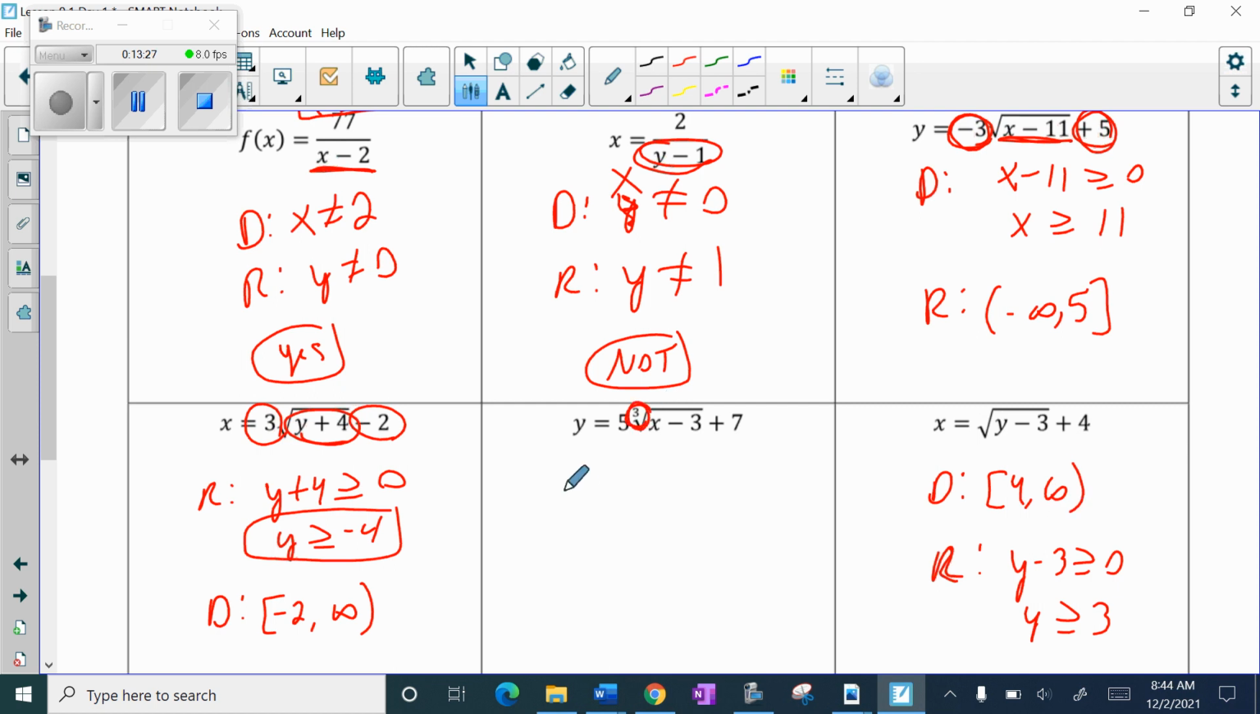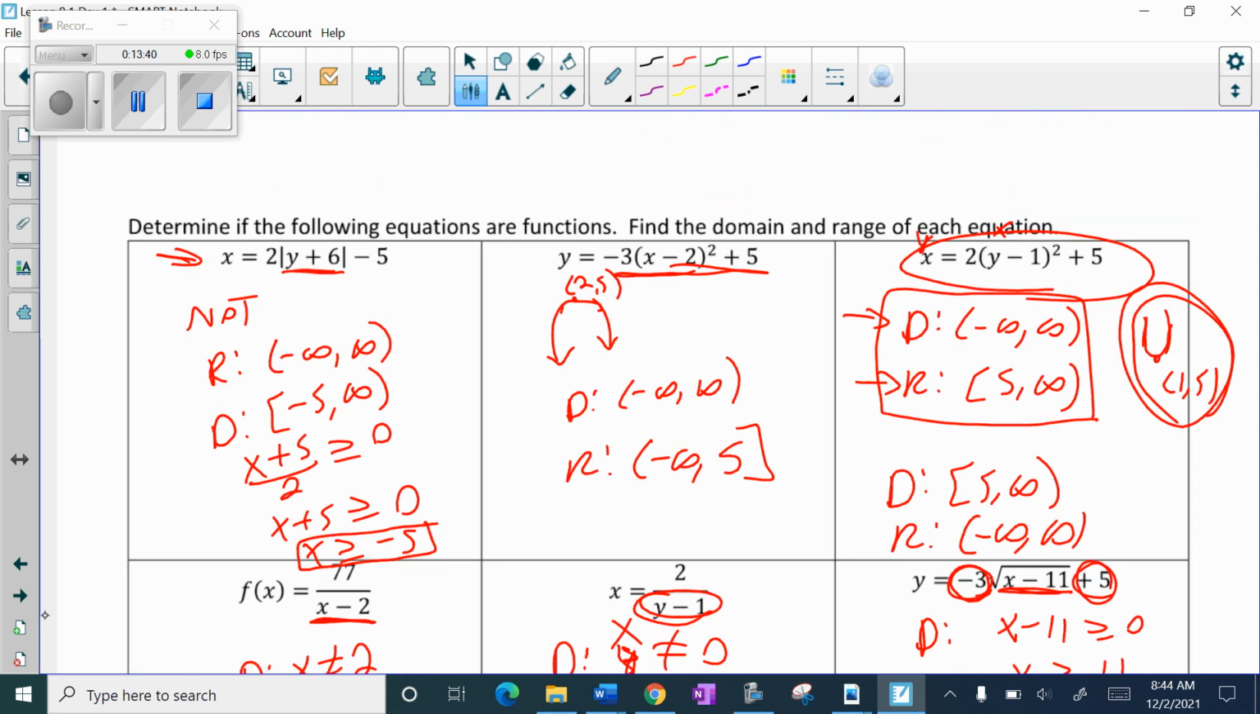Okay, this one, notice how it has an odd root. So my domain and range are both -infinity to positive infinity. And it doesn't matter if it's y or x, if they're flipped, it's going to be the same. And we are done.